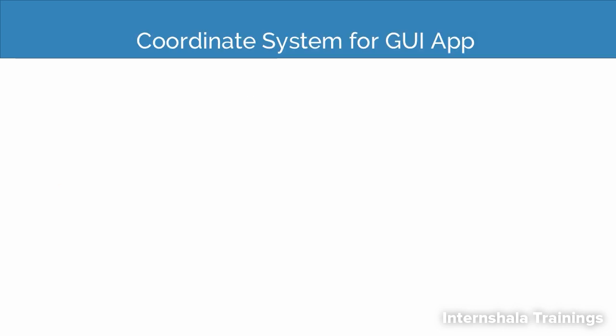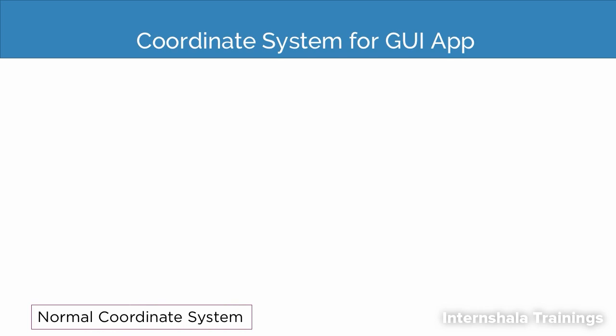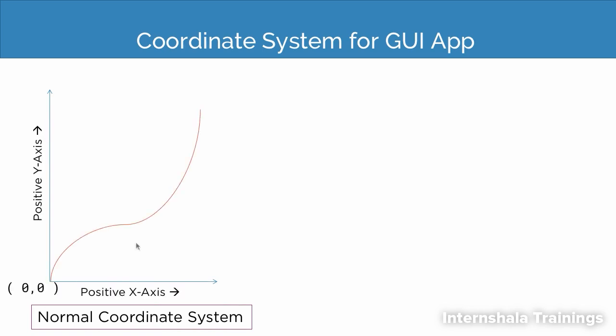From the days of our school and also the college, we are already familiar with our normal coordinate system that consists of the x-axis and the y-axis, and all the points that are present on this graph basically represent some coordinate. And we all know that along the right hand side we have the positive x-axis, and from the origin till the top we have the positive y-axis. Now this was about the normal coordinate system that we are all familiar with.